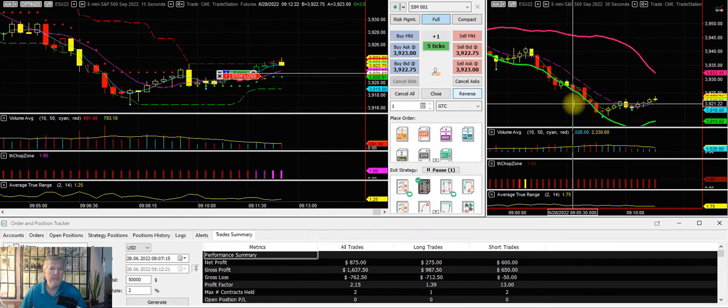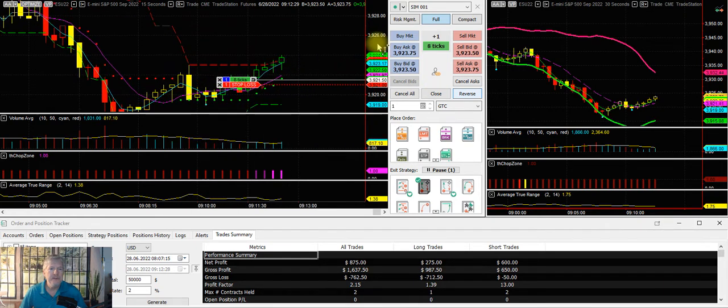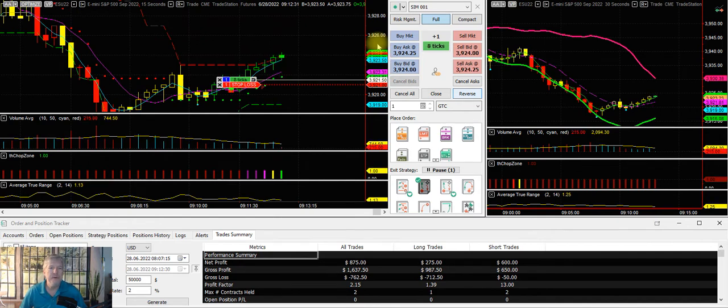39.18 level, and let's see right here, 39.19 is this pivot here. Let's see if we're going to be heading higher. So far, so good. So far, so good.